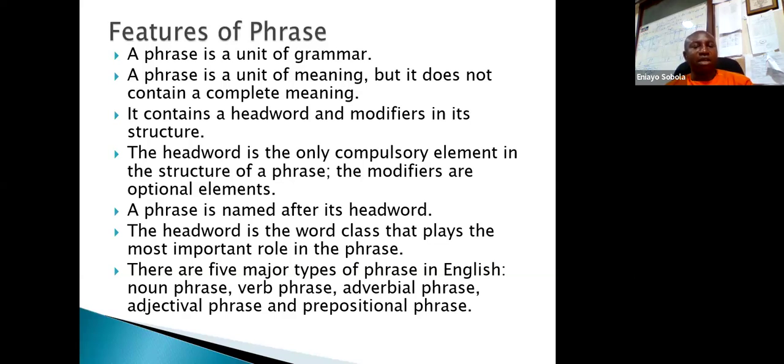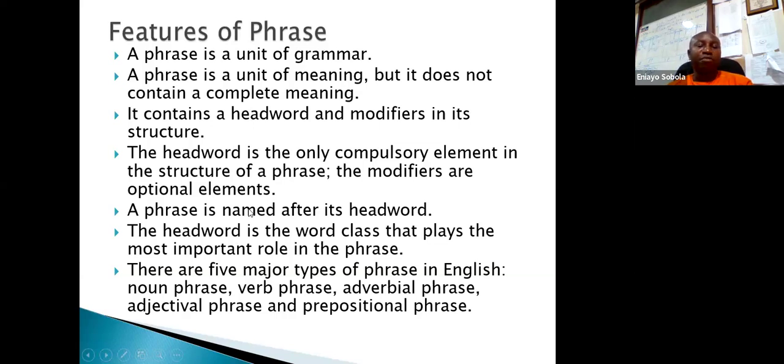But we can't claim that it does not have meaning, like we have sorted that out already. Yeah, we said that it contains head word and modifier in the structure. Head word is the only compulsory element in the structure of a phrase, while the modifiers are optional elements. So a phrase is named after its head word.